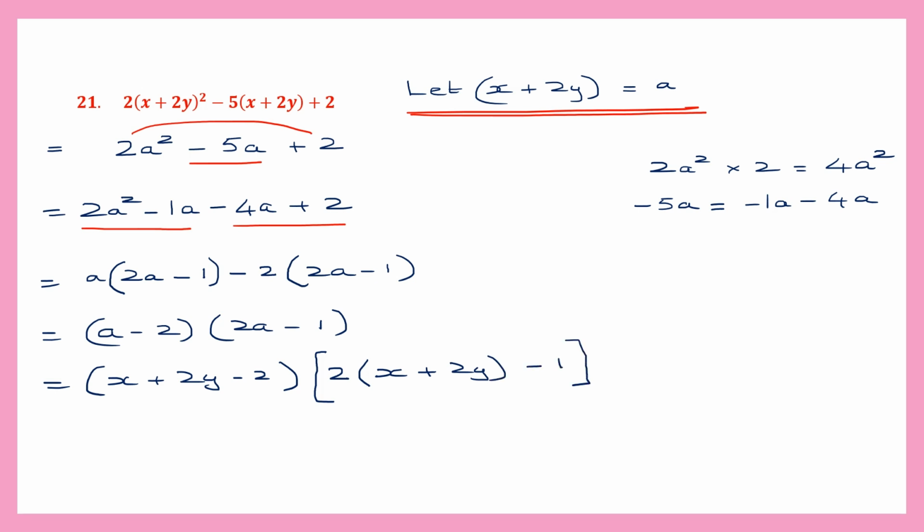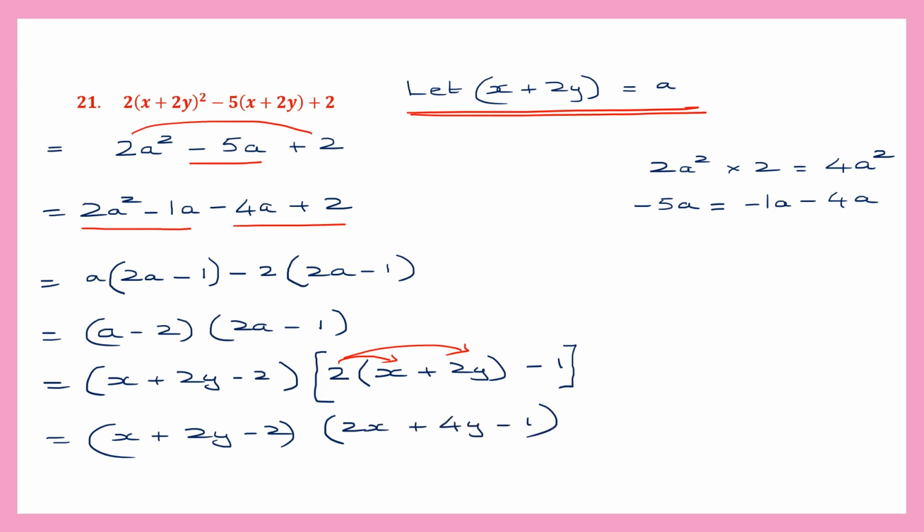Now let us open the other bracket. So this is x plus 2y minus 2. And here what do we have? Here we need to multiply 2 into x and 2 into 2y. So let's do that. 2 into x is 2x plus 2 into 2y is 4y minus 1. So this is our answer.